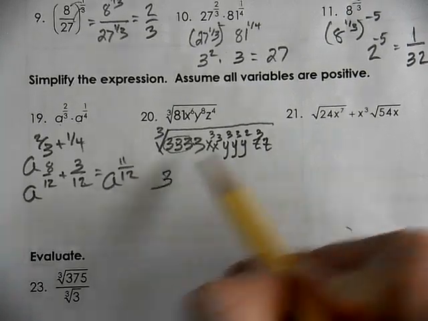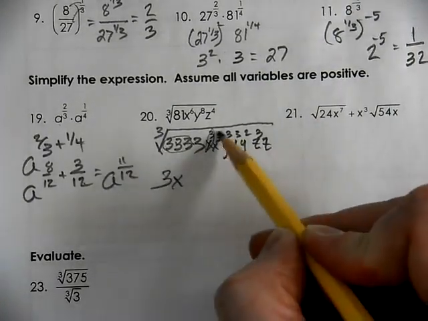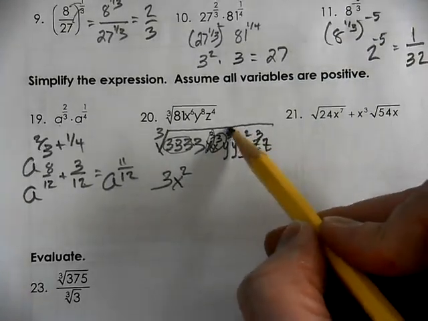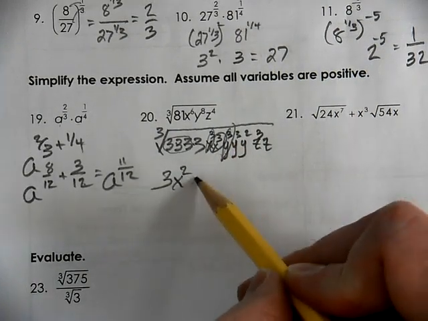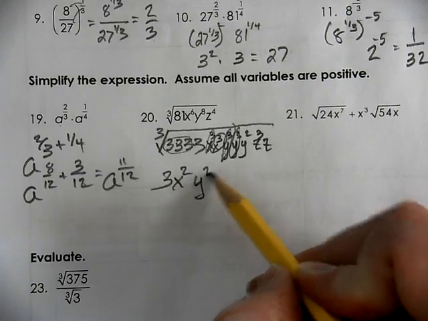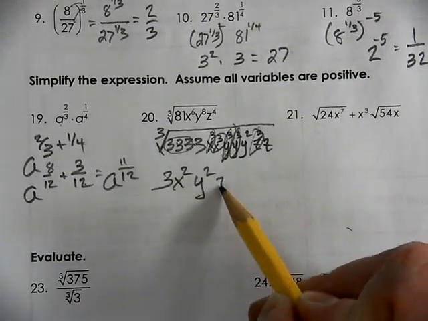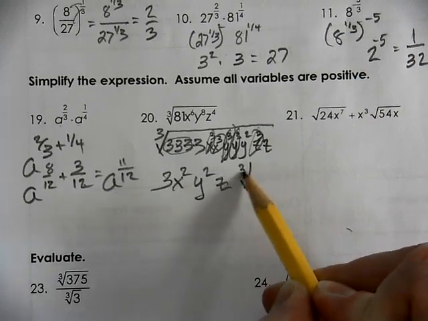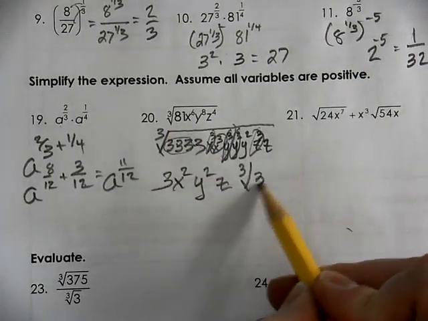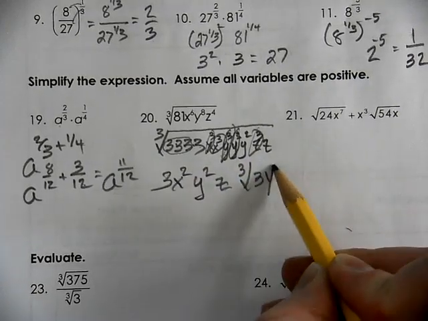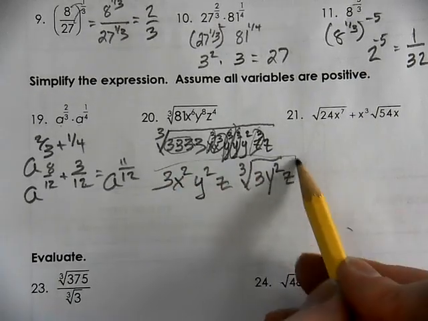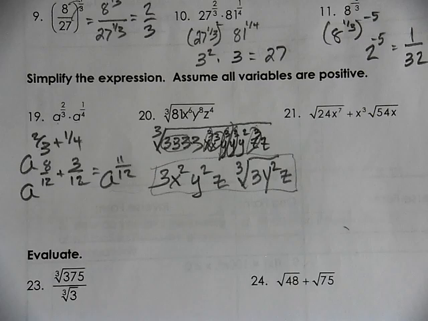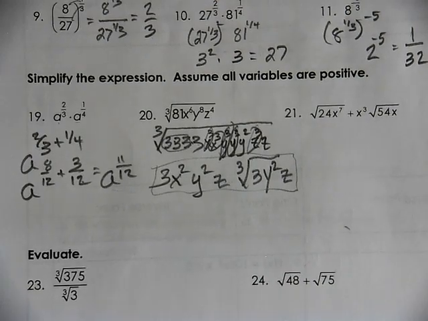3 3s, 3 x's, another 3 x's, 3 y's there. We have another 3 y's there. We have 3 z's. Don't forget your index, 3. You have 2 y's left over, and you have 1 z left over. There you go. Take each part individually. It's very doable.